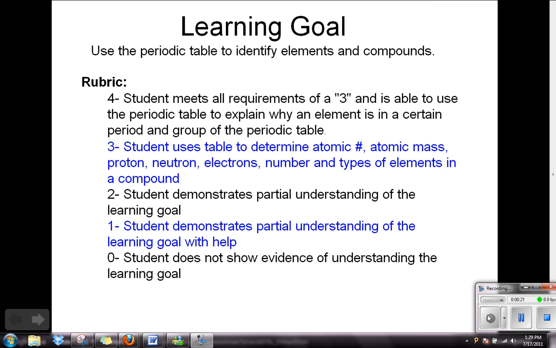If you are at level 4, you are able to do everything in level 3, and you're able to use the periodic table to explain why an element is in a certain period and group of the periodic table, basically explaining how it's organized and why things are the way they are.